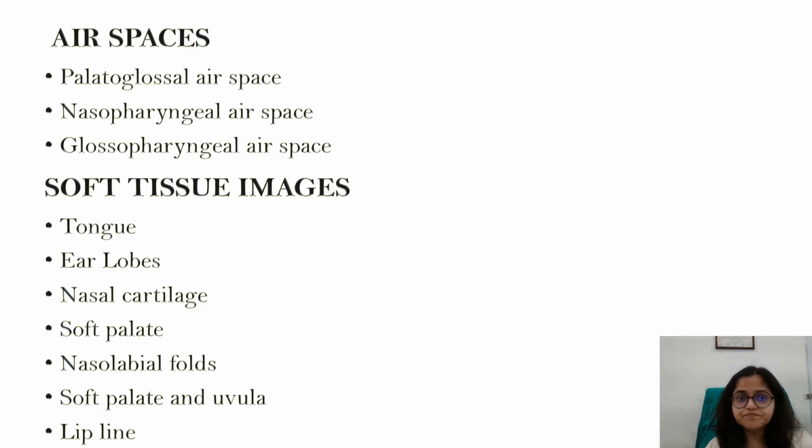and dentition. Then various air spaces which we can appreciate, that is palatoglossal air space, nasopharyngeal air space, and the glossopharyngeal air space. If we talk about soft tissue images, that is tongue, earlobe, nasal cartilage, soft palate, nasolabial fold, soft palate, and uvula, and the lip line.